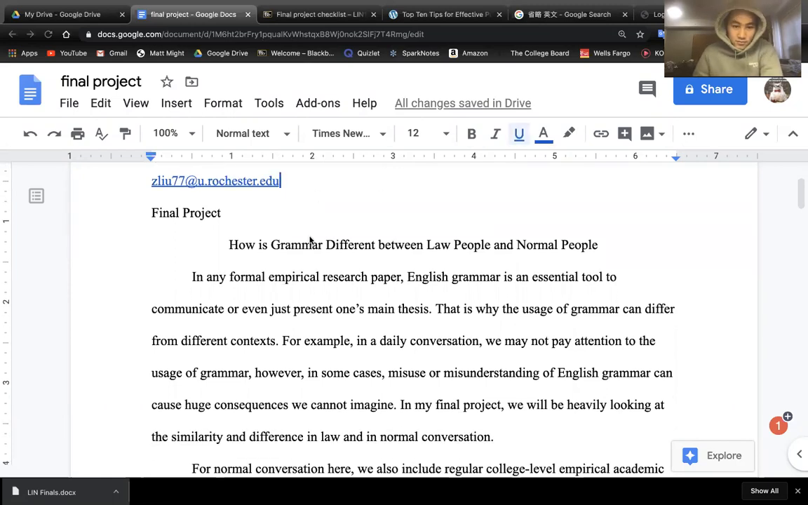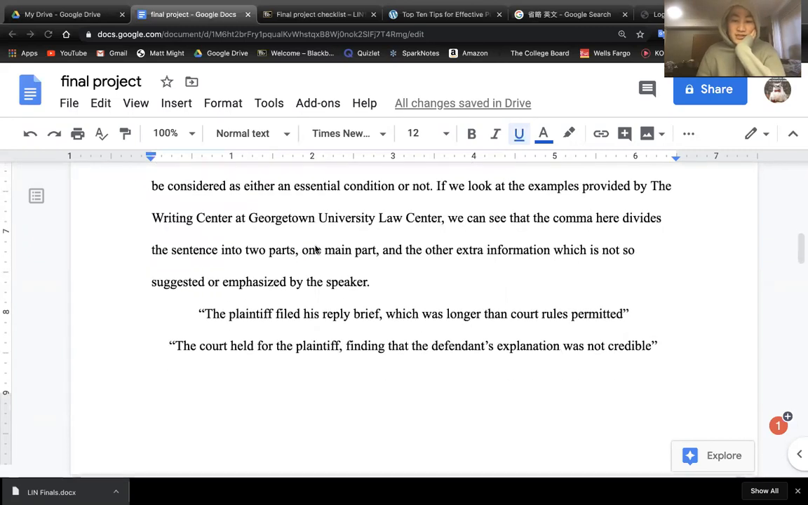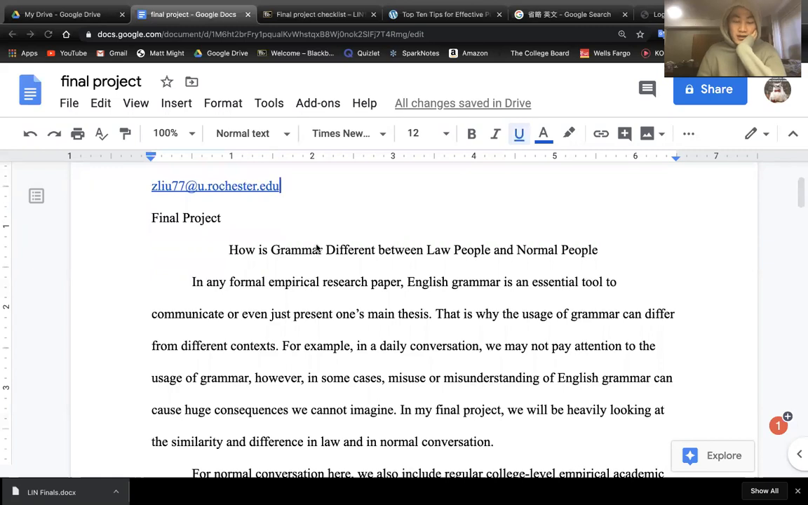Okay. So in any formal empirical research paper, English grammar is an essential tool to communicate or even just present one's main thesis. That is why the usage of grammar can differ in different contexts. For example, in our daily conversation, we may not pay attention to the usage of grammar. However, in some cases, misuse or misunderstanding of English grammar can cause huge consequences we cannot imagine.